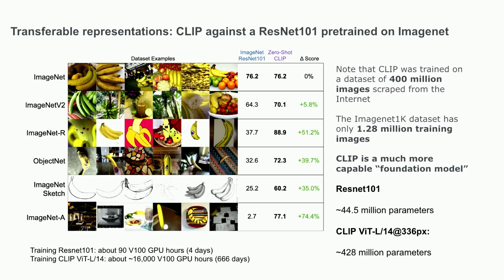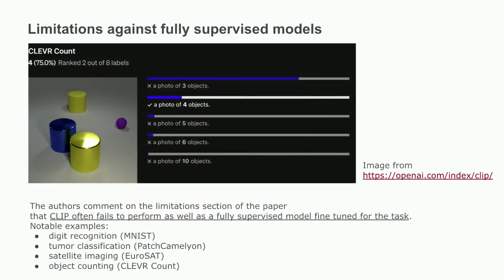And something that is interesting about the performance of CLIP is that it doesn't outperform, in many cases, simple classifiers or regressors that have been fine-tuned for the task. And this is something that the authors were very honest about, and it is very interesting to read the discussion about the limitations. So CLIP usually doesn't compete. It's not as good as a fully supervised model that has been fine-tuned for a specific task.